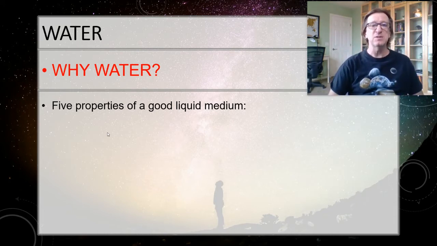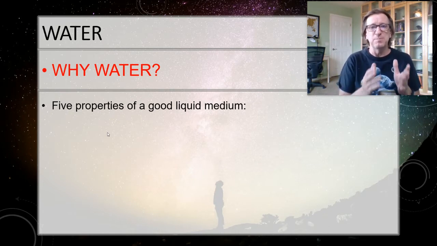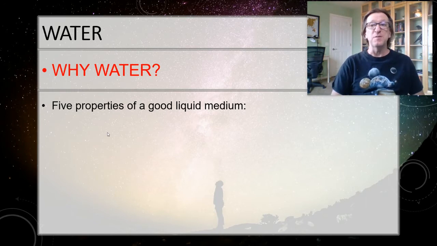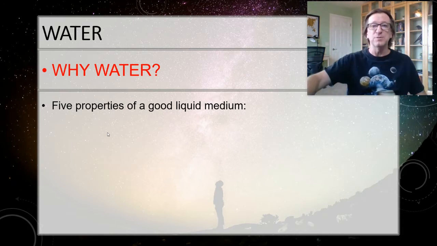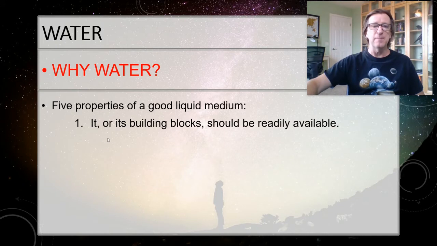That's not to say that you might not find some bizarre alien life form that's based on something other than water, but you're going to find that those life forms can be very fragile. And chances are that they're not going to survive for very long, even if they are somehow able to form in their own environment. So here are the 5 properties that we need to look at. The building blocks of that liquid medium need to be readily available. They need to be something that's common in the universe.